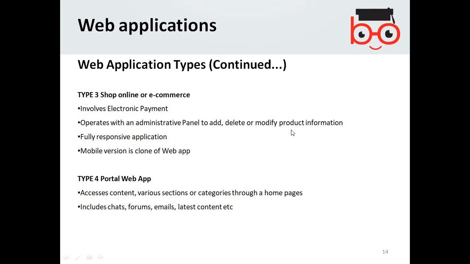Then shop online or e-commerce is one kind of application that involves electronic payments, operates with an administrative panel to add, delete, and modify product information, and is fully responsive. The mobile version is a clone of the web app. Then a portal web app accesses content, various sections or categories through a homepage, and includes chats, forums, emails, latest content. For example, a web portal like cheapflights.com or Skyscanner gives you holiday packages altogether.